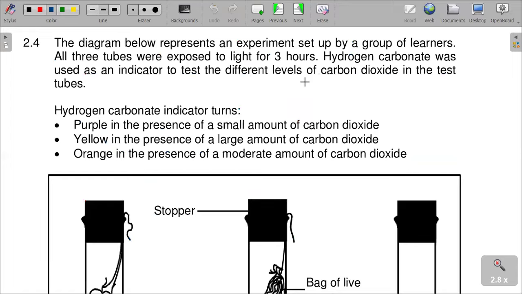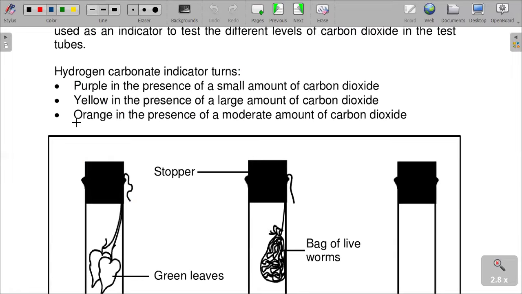The diagram below represents an experiment set up by a group of learners. All three tubes were exposed to light for 3 hours. The hydrogen carbonate was used as an indicator to test the different levels of carbon dioxide in the test tubes. Hydrogen carbonate indicator turns purple in the presence of a small amount of carbon dioxide, yellow in the presence of a large amount of carbon dioxide, orange in the presence of a moderate amount of carbon dioxide.